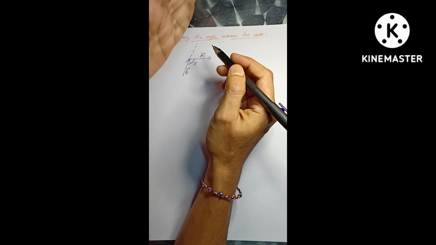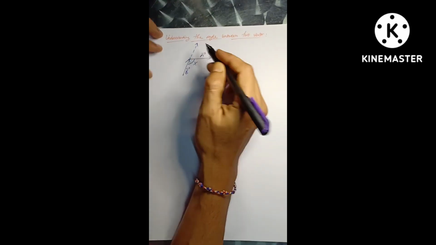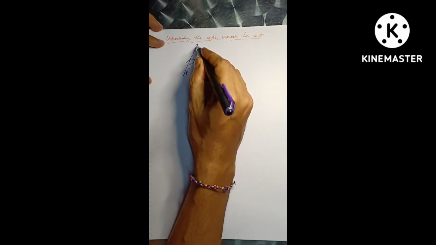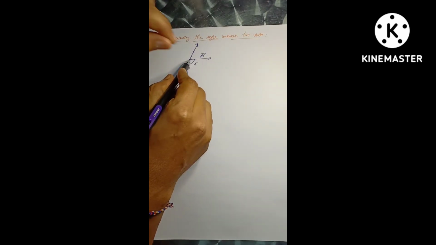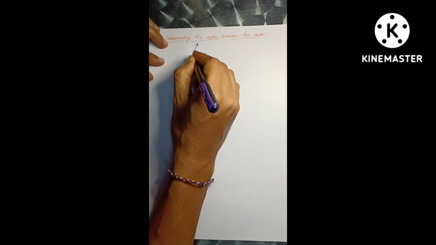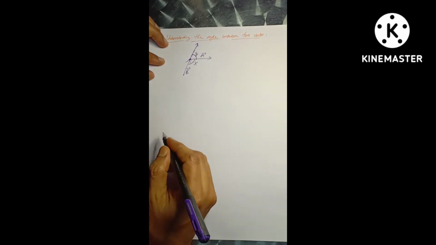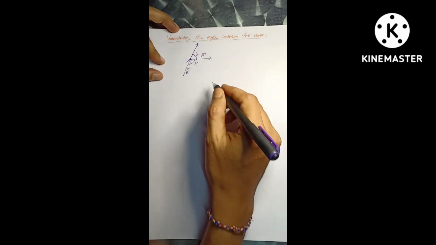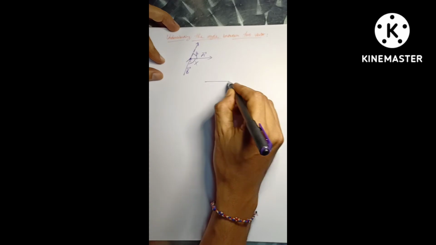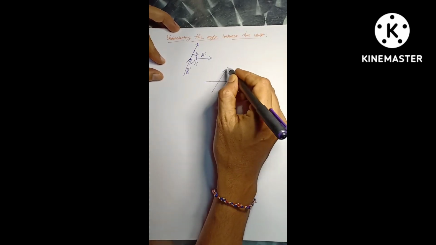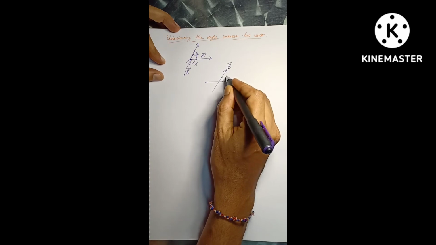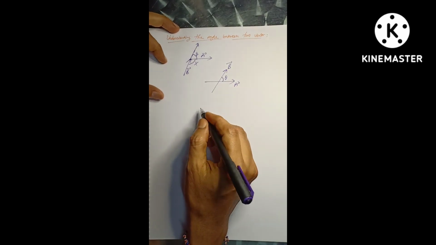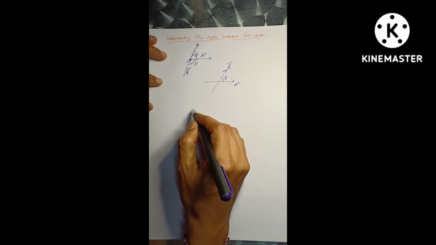This B vector can be redrawn with the same length, and the tails of the two vectors will be connected at the same point. Then this will be the angle theta. Another way, we can consider A vector and B vector along this direction, then this will be the angle theta.